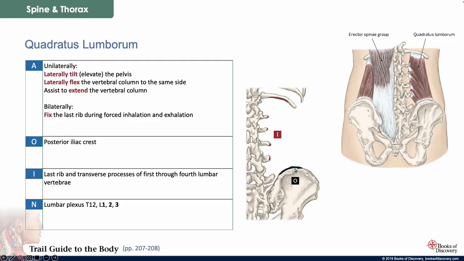And then it runs across almost diagonally, and it inserts onto the last rib and the transverse process of lumbar 1 through 4. So when I'm having you guys try to palpate it at the spine, this is where we're starting at, okay, right through here. And then you're sinking in between these two spaces to try to get some of the belly of this QL muscle.